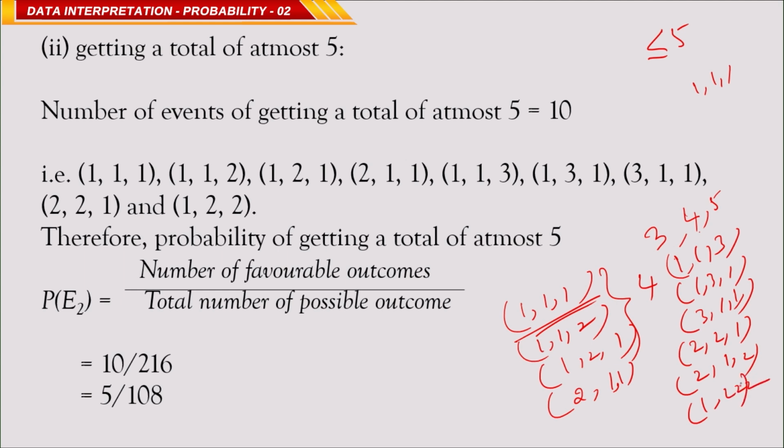How many of these? 1 2 3 4 5 6, and the previous ones, totally we have 10. So for at most 5, the favorable outcomes are 10 and the possible outcomes are 216. So 10 by 216, which simply is 5 by 108. Clear?